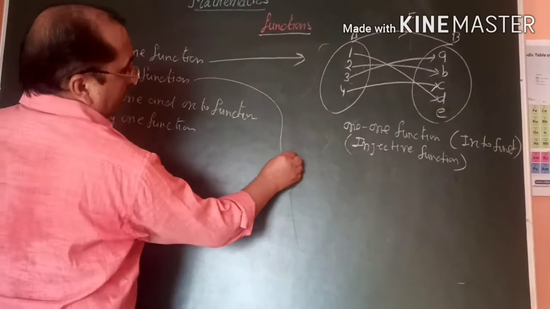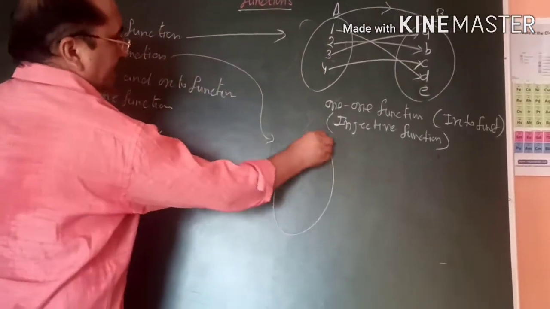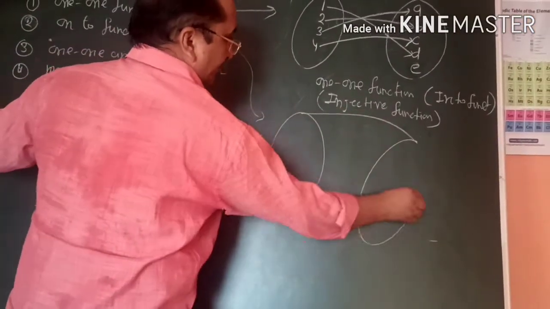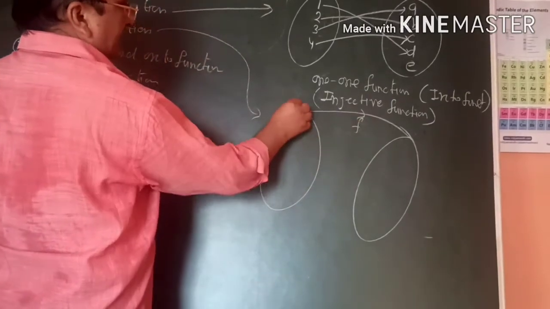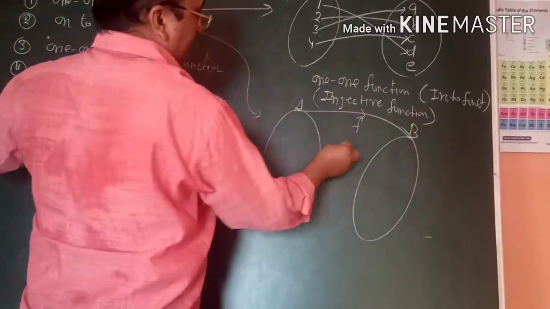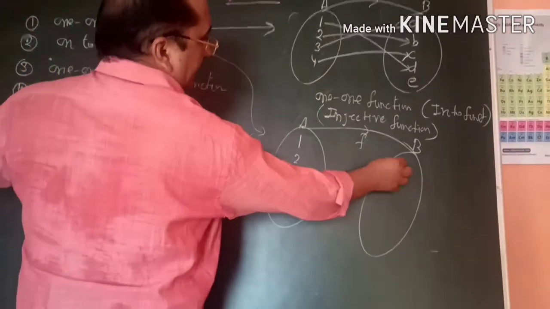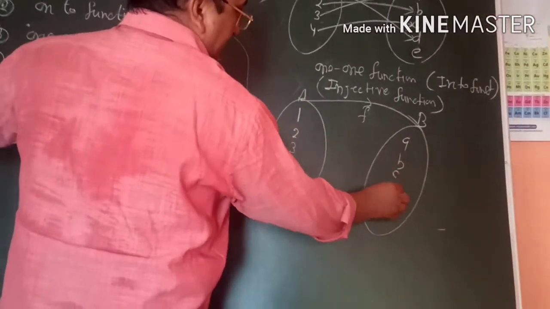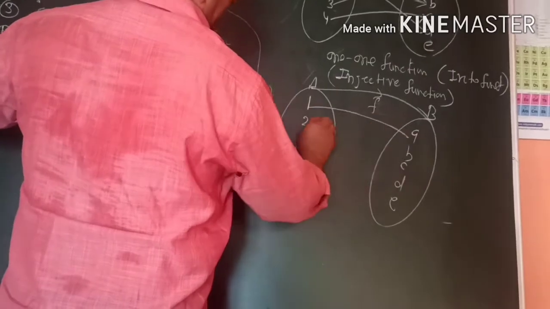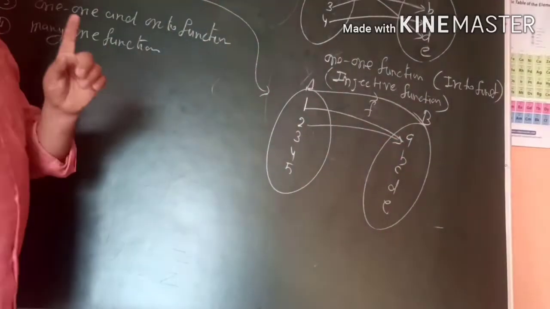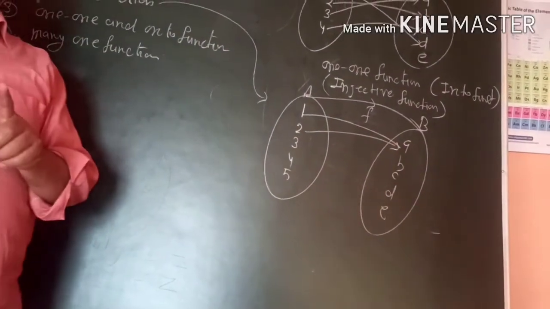Now come to onto function. Second, F from A to B. 1, 2, 3, 4, 5. A, B, C, D, E. And two elements have one image. This is possible.